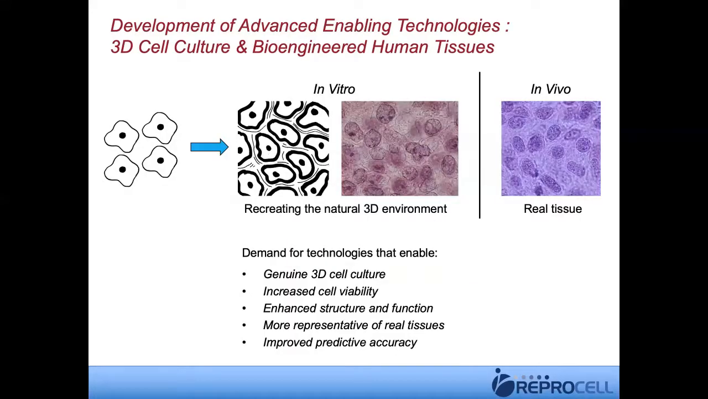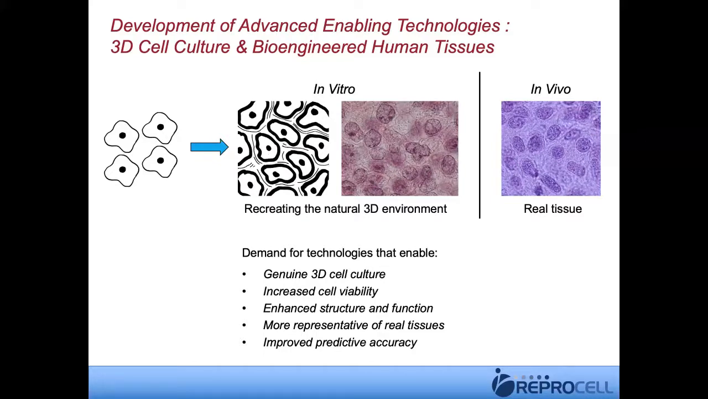And this has given rise to, partly, the reason why we now have enabling technologies that allow cells to grow in 3D to overcome that problem. We can use those technologies as a technique to also bioengineer human tissues. And I will come on to that in more detail as we go forward.